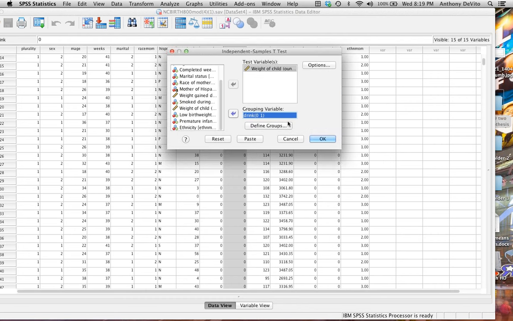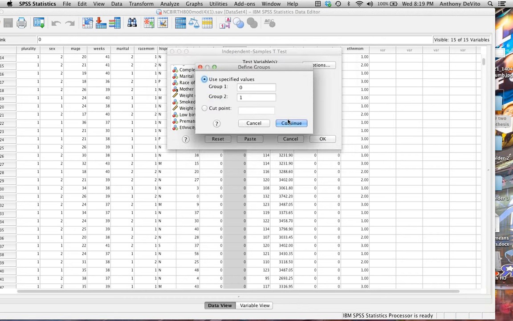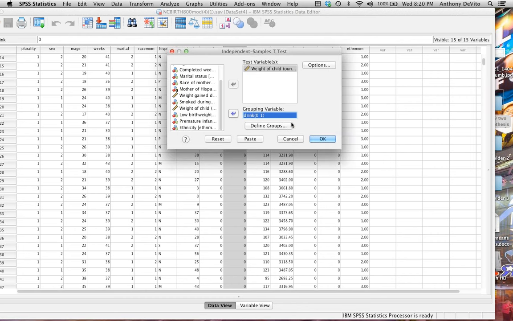Because, for instance, if I had told it compare means by ethnicity, right? Well, under ethnicity, I might have 7 categories: Hispanic, white, black, Asian, Pacific Islander, and so on and so forth. So I might have a lot of choices there, okay? And t-tests compare how many means at one time? Only 2, right? You can only compare 2 means, so you got to tell it which 2.